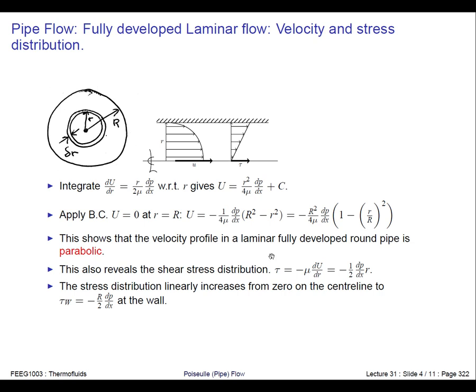We can make sure that our answer is correct because we can recover our general wall shear stress versus pressure drop definition from setting r equal to big R. So my tau becomes the wall stress, and I recover my general relationship that I derived in the previous slide.